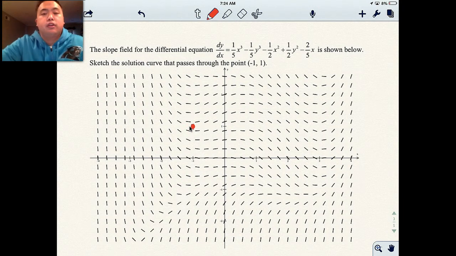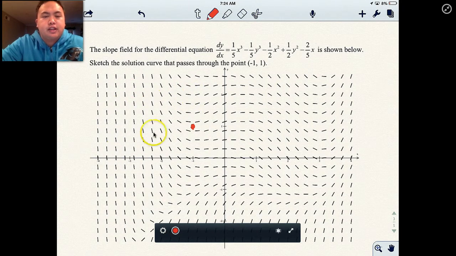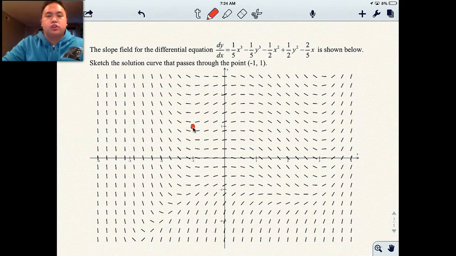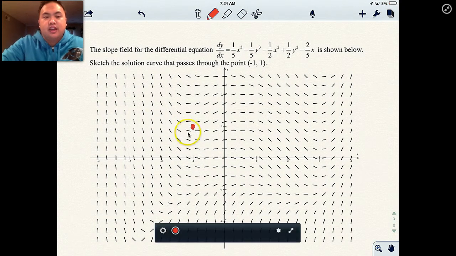Now, all you have to do is think of this as a river. These are like currents that are blowing. What you're doing is, what if I threw a piece of trash right here? Where would it flow in this river? So to draw a solution curve, all you do is start from the dot and go towards the left.